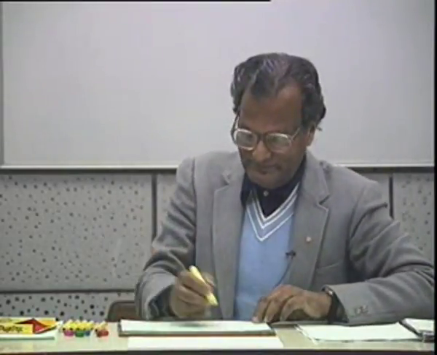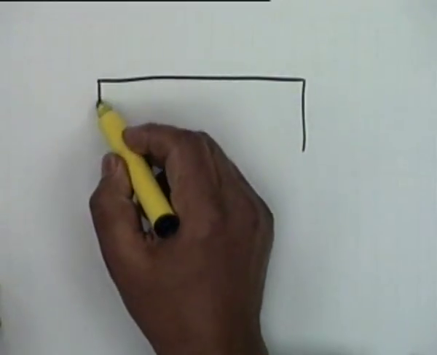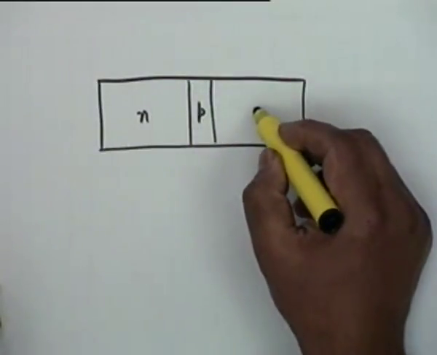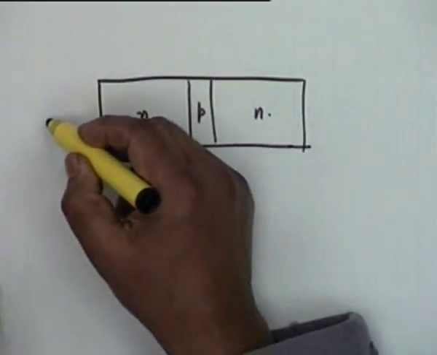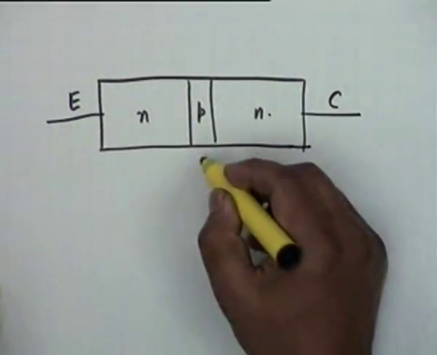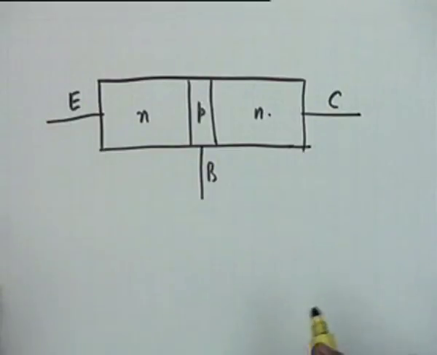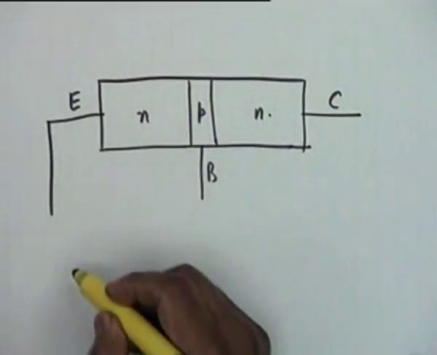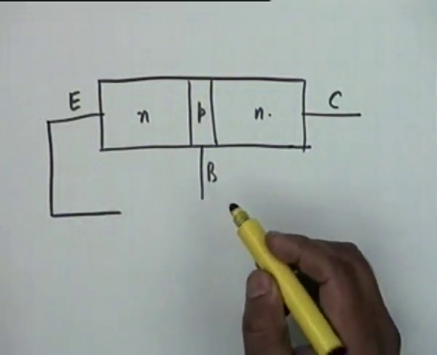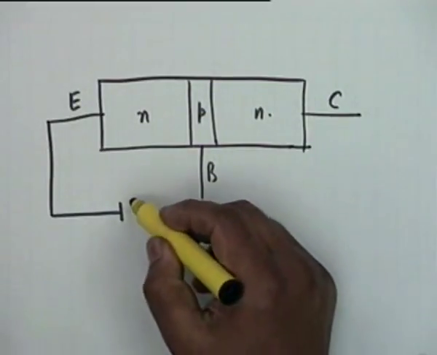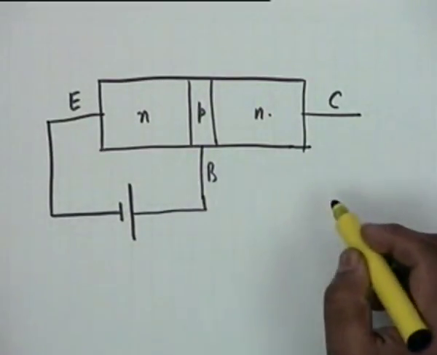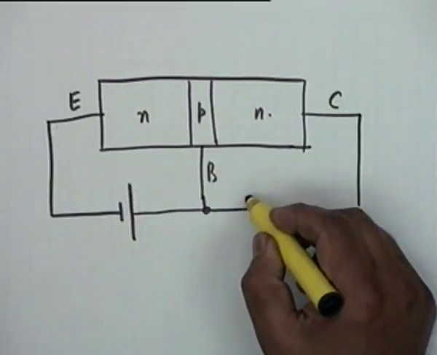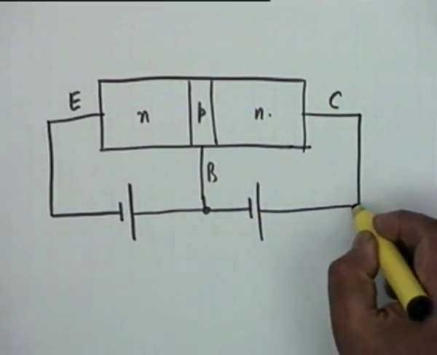Well, we were talking about the NPN transistor BJT. This is the emitter, this is the collector, and this is the base. The base, as you know, is a very thin region, and normally in the active region the emitter base junction is forward biased, which means that the emitter is connected to a negative terminal and the base to the positive terminal. This is the forward biasing, and the collector base junction is reverse biased, which means that this is negative and this is positive.